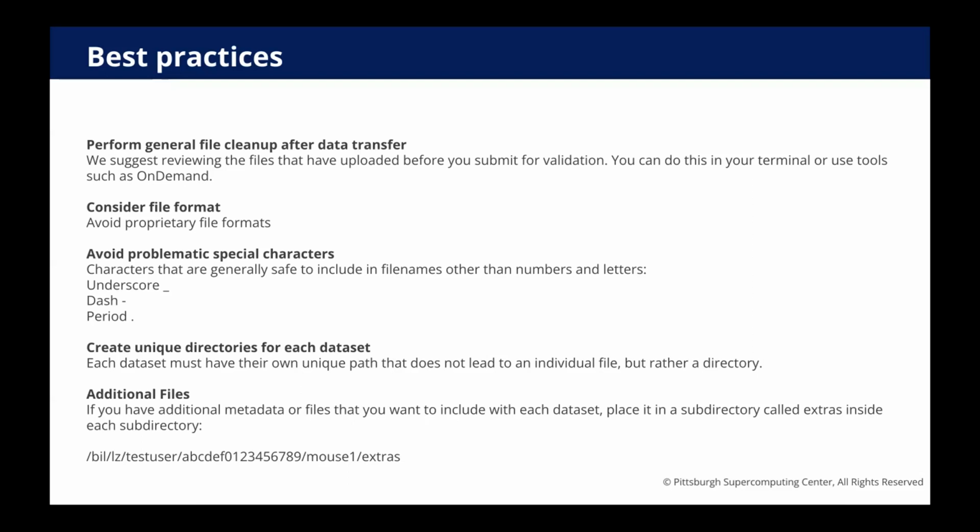So we do want it to lead not to an individual file, but to a directory that contains all of the images that are associated with that piece of metadata. And usually those images are going to be only the image files. If you do have additional files that you want to include with your data set, we do ask that you create a new subdirectory called extras that includes any other type of information that you want to include with your image data.